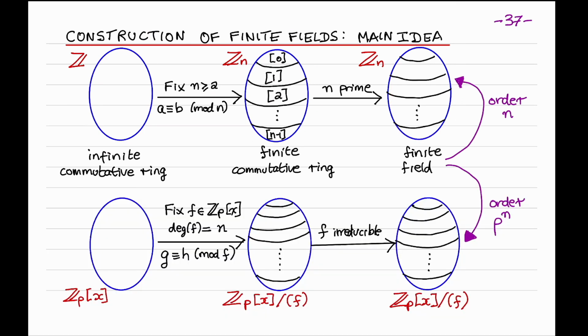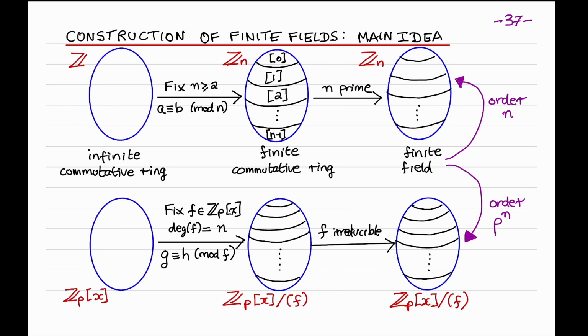Our construction for new finite fields will simply replace the ring of integers by the ring of polynomials over the integers modulo p, where p is a prime. This, again, is an infinite commutative ring. We'll then fix the modulus f, which is a polynomial over Zp of degree n, which is at least 1. And we'll define an equivalence relation on the set of all polynomials. Namely, I'll say that two polynomials g and h over Zp are congruent modulo f if f divides g minus h.